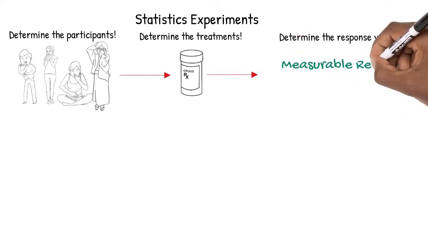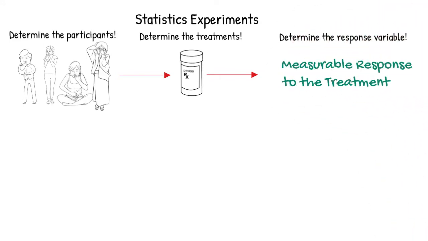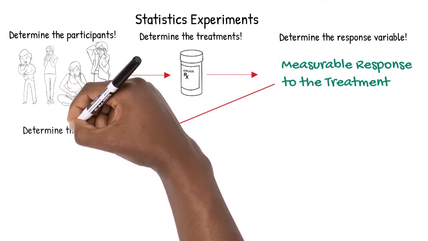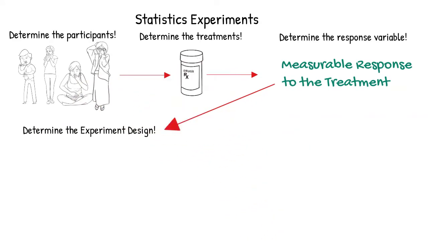Once we've determined the participants and their treatment, we can determine what to use as our response variable. This should be a measurable response to the treatment. Perhaps it's the number of days it takes to recover from the illness, fever after taking the medication, or another measure of how each participant feels.